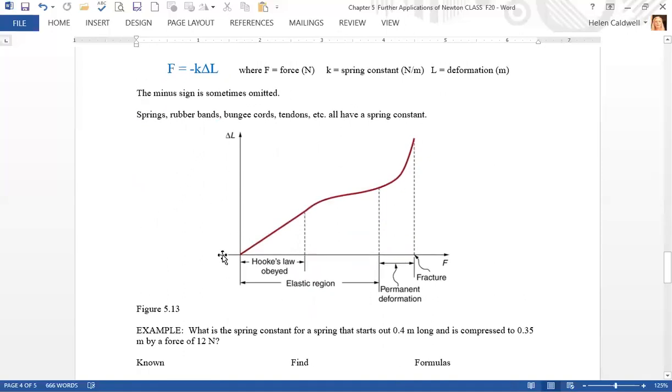If we look at the graph, we've got force on the horizontal axis and delta L on the vertical axis. There is a limited range for any springy material where it will obey Hooke's law. Then you get to an area where it obeys it, sort of, kind of, maybe. That region is called the elastic region, where it has elastic properties. And then if you keep stretching it, you'll have permanent deformation.